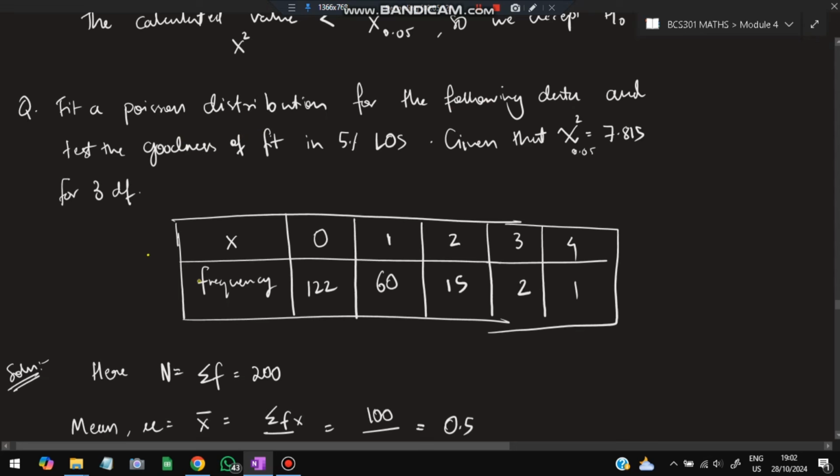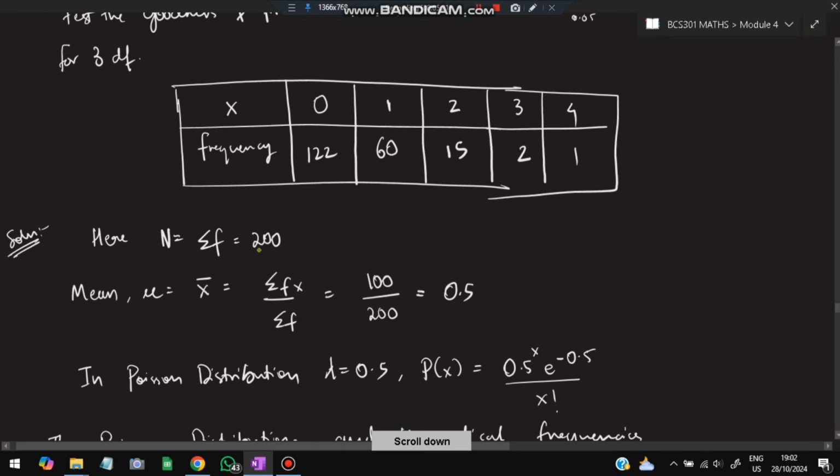Now see, this is the table given to us, and x values are given here, frequencies are also given here. Now for the Poisson distribution, first you have to calculate the sum of frequencies, that will be n, 200. After you have got the n value, you have to find out the mean. Mean will be nothing but 0 into 122 plus 1 into 60 plus 2 into 15 plus 3 into 2 plus 4 into 1. Multiply all this and add up and divide by the summation of all the frequencies, so we'll get the mean value. So this is the mean value, 0.5.